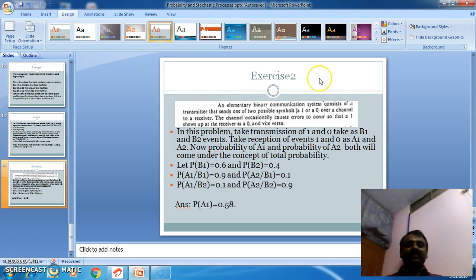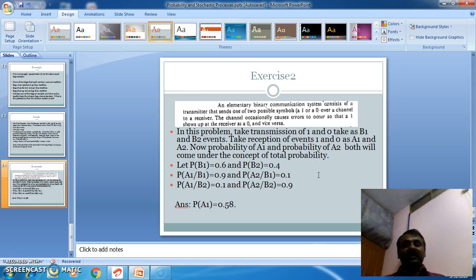So let's have an exercise on this, a communication engineering exercise. An elementary binary communication system consists of a transmitter that sends one of the two possible symbols, a 1 or 0, over a channel to a receiver. The channel occasionally causes errors to occur, so that a 1 shows up at the receiver as 0 and vice versa.